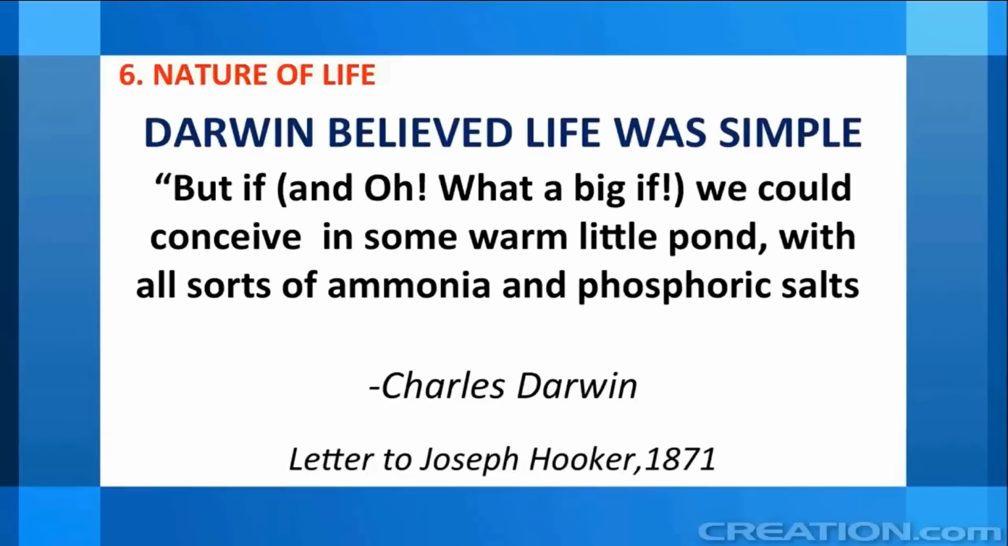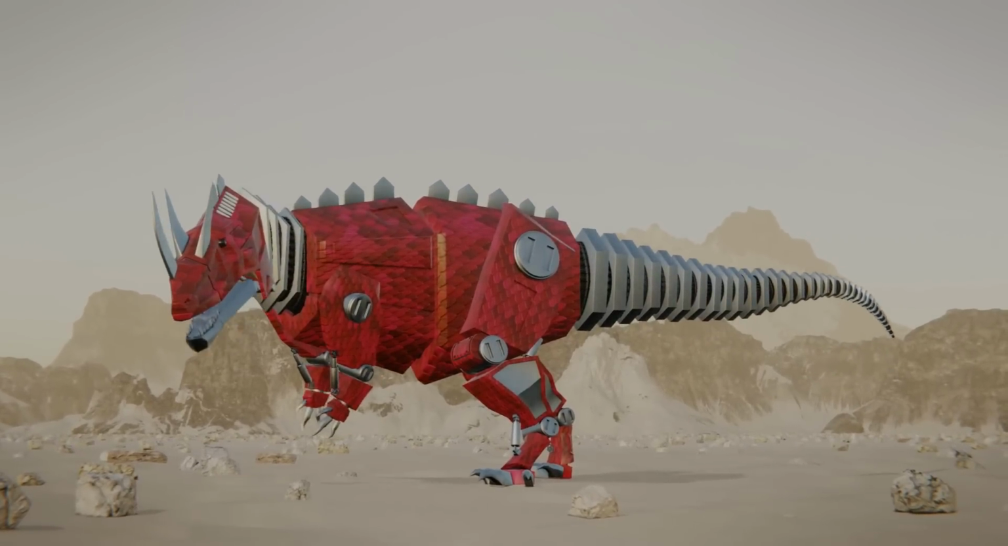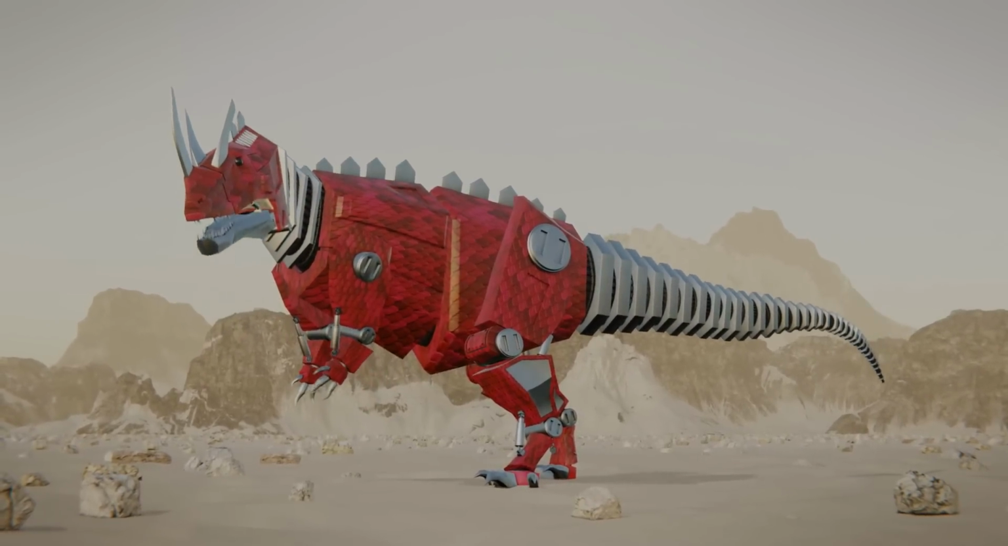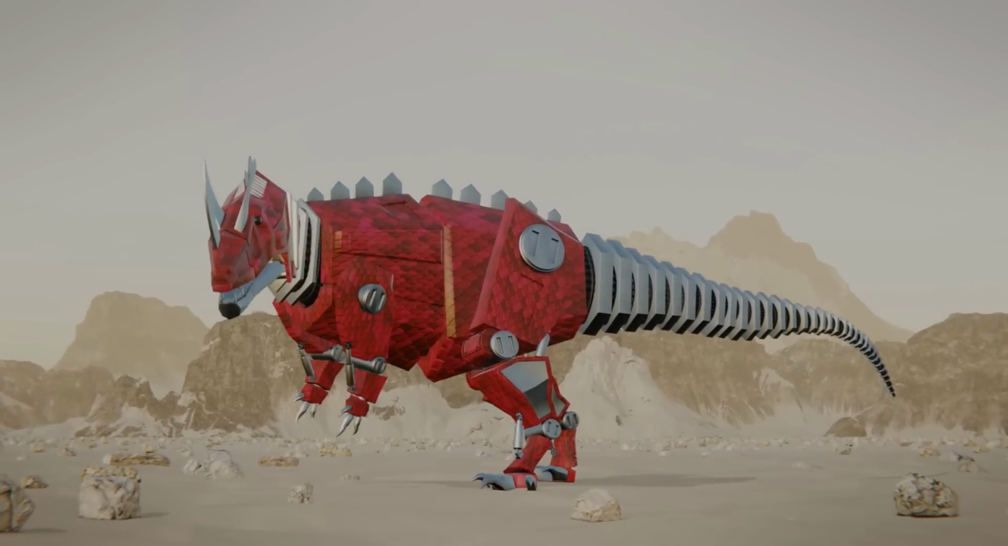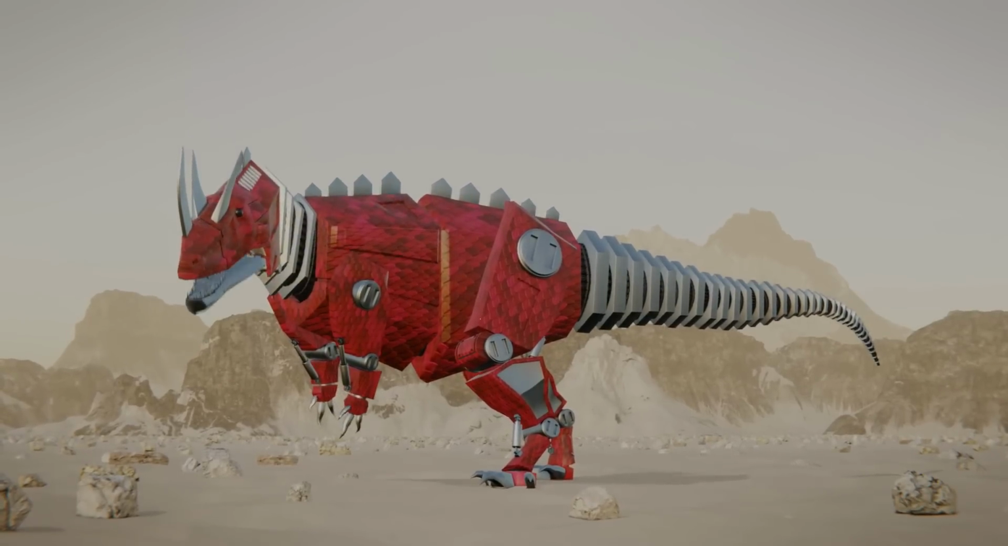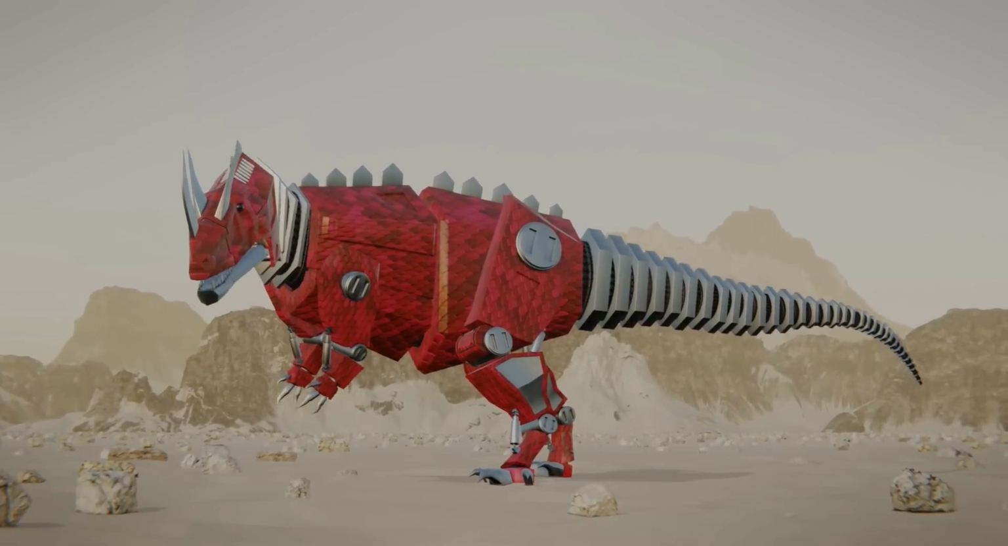In some warm little pond with all sorts of ammonia and phosphoric salts. Well, guess what? There are warm little ponds all over the world, and they all have ammonia and phosphoric salts. That's not a remarkable possibility. Exactly. That's why Darwin said it. He was trying to explain why he thought that the first formation of a living organism via natural mechanisms wasn't as impossible as people might think. So of course he points out some relatively common conditions that could be imagined as existing on a prebiotic Earth.